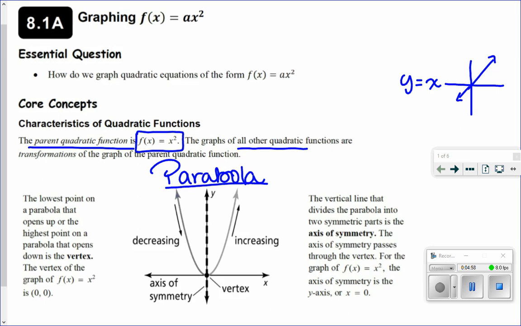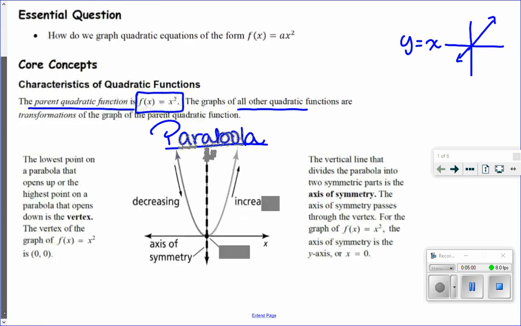It's basically got this U-shaped symmetrical curve that is either pointing upward or downward. Okay, so let's break this down just a little bit. First of all, the lowest point on a parabola that opens upward, or the highest point if it opens downward, that's called the vertex. Okay, so the vertex of our parabola for this one is right here. And it's essentially where the curve stops, changes direction, and starts returning back the way it came, right?